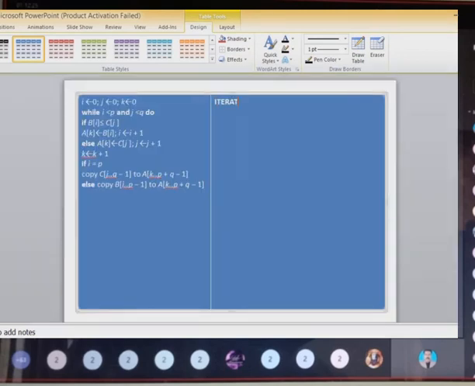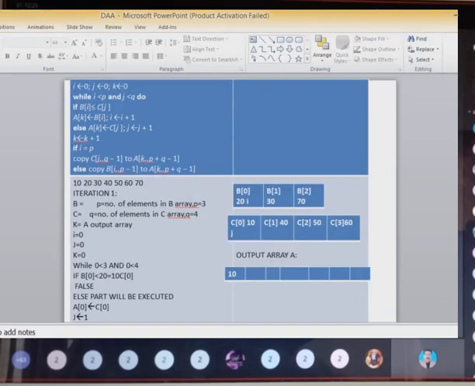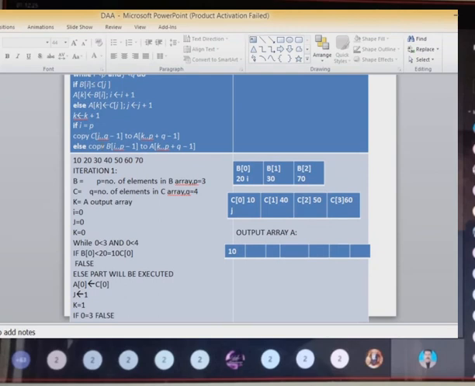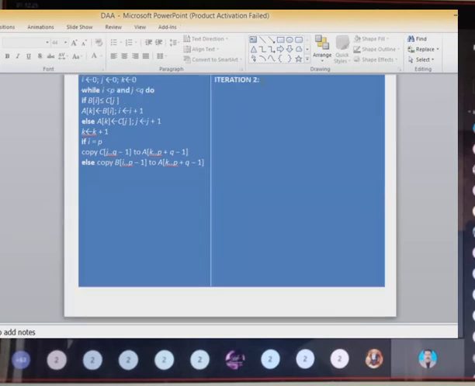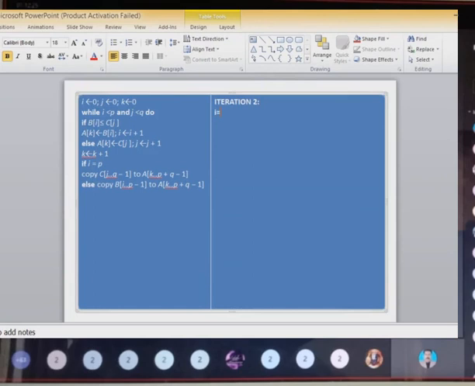Now, iteration 2. In iteration 2, what is the value of I, J and K? Students, tell me. I remains 0, right? I remains 0. J equivalent to 1. K equivalent to 1. Okay, that's all.